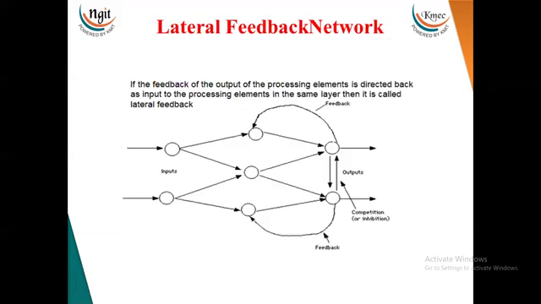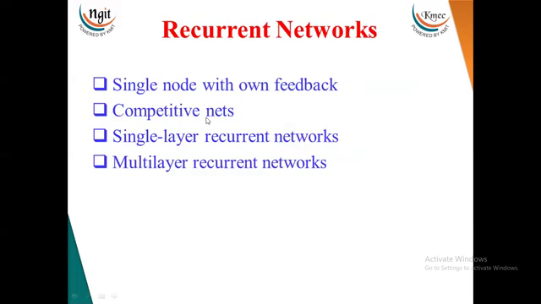Next one is the lateral feedback network, where the output is processed back as input. See here, you'll have the feedback. If this output is not appropriate, if you feel it is not correct, you'll feed back to the previous layer. So this is a lateral feedback network. In the feed forward, you don't have this. But here, remember, the feedback will be in the same layer, not in another layer. If it is in the same layer, it is called a lateral feedback network.